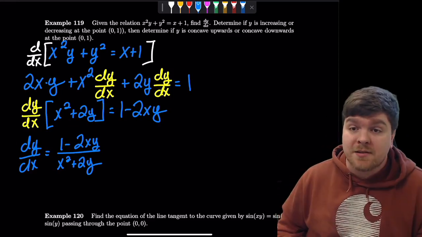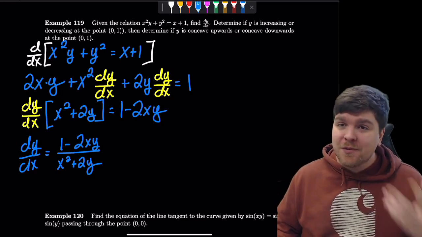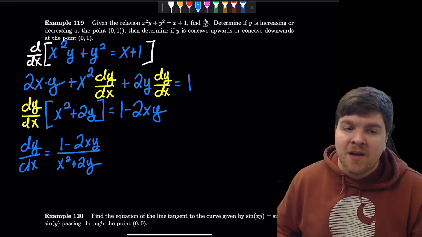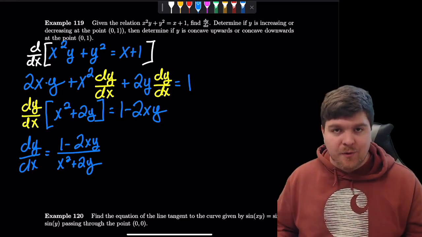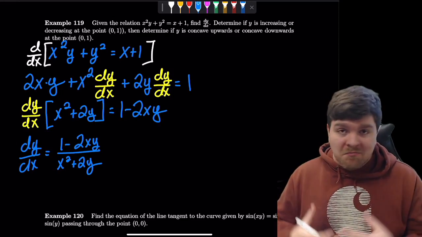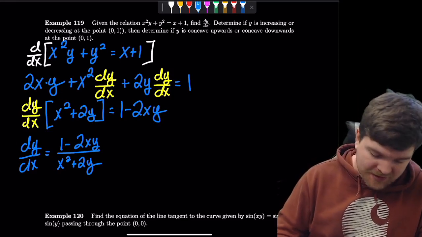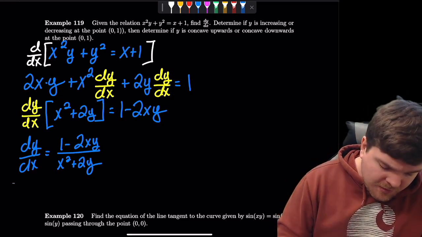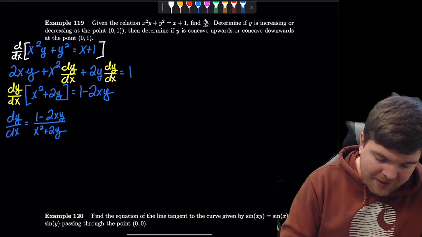And now we've actually got ourselves a nice derivative. This tells us the slope. This tells us how y changes as x changes. The difference now is that it is a function of two variables, meaning that it depends on both x and y. However, other than that, it's identical to the derivatives that we've been taking all semester long. So I think we can check off our first box now. We have found dy/dx.